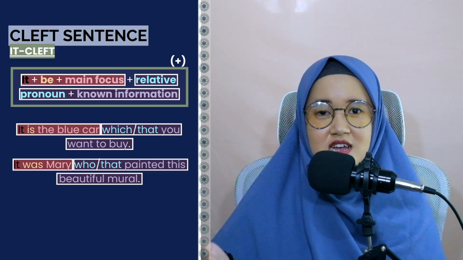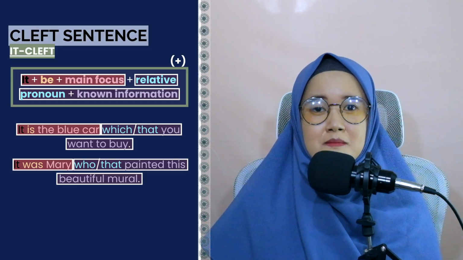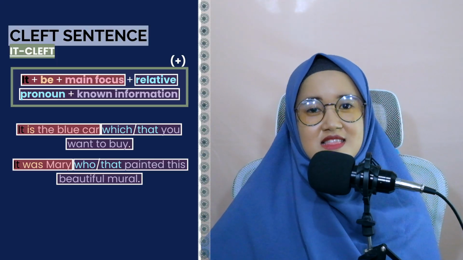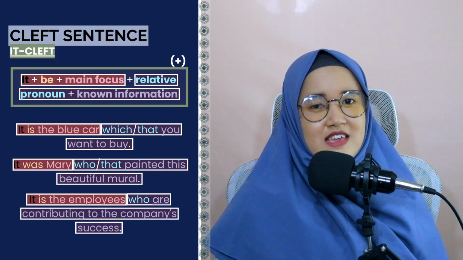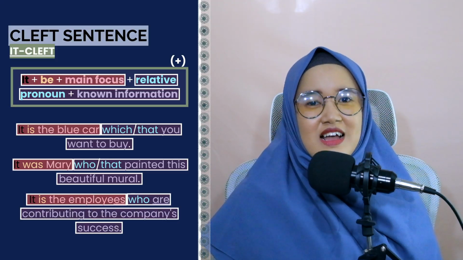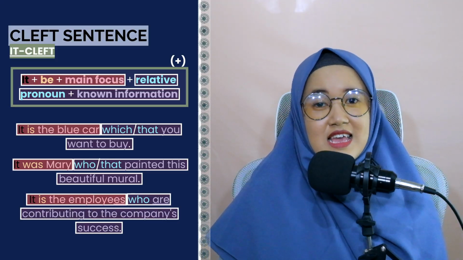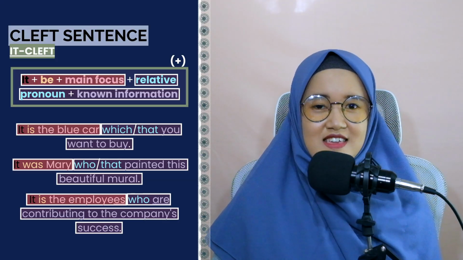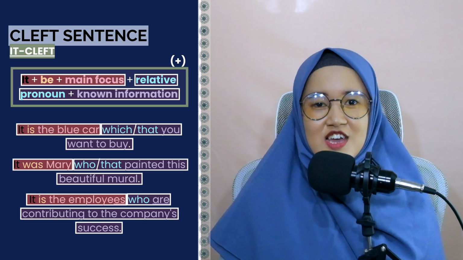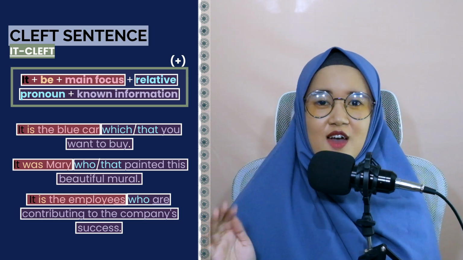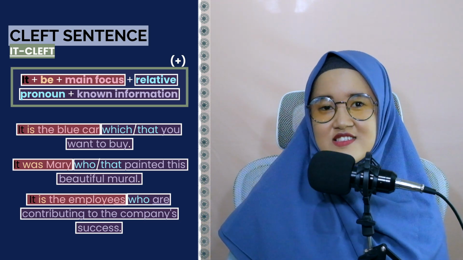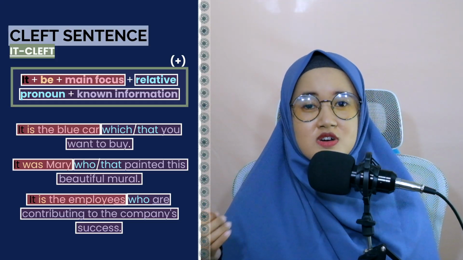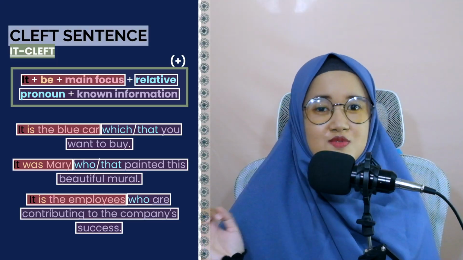When a thing is the focus, we can use which. But when a person is the focus, we can use who instead of that. It is the employees who are contributing to the company's success. The employees, that's plural, isn't it? It doesn't matter if you have a plural in the sentence, you still need a singular be after it, like it is or it was. But in a relative clause, we can use a plural verb like are or were.